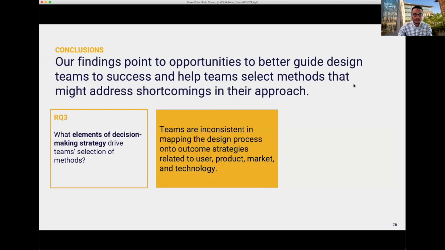We also conclude that our findings point to opportunities in which we can better guide design teams' success and help teams select methods that might address shortcomings in their approach. So one example here is that we find teams are very inconsistent in mapping the design process onto outcome strategies related to users, products, markets, and technologies. So future design tools can help augment and shift teams in their approach and their rationale and thinking.